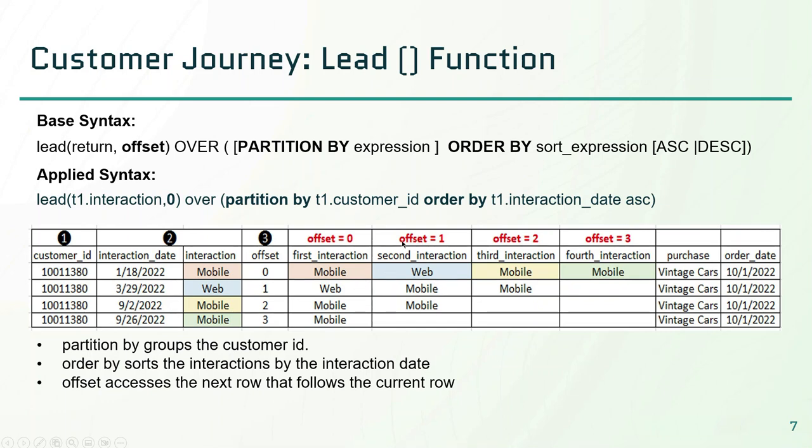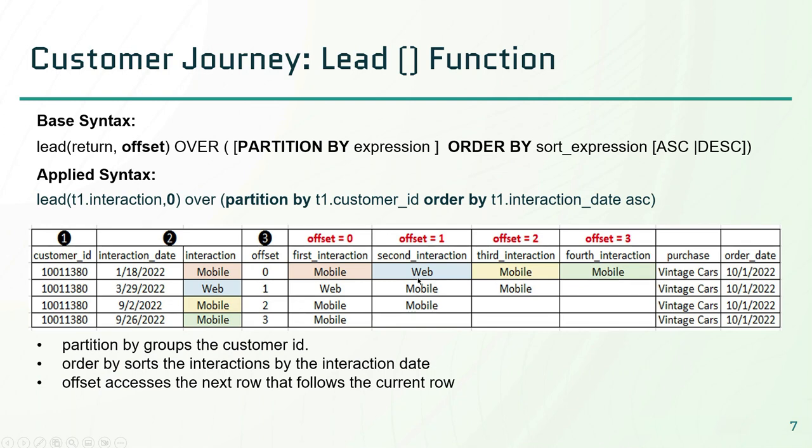In this instance, we have an offset equal to 1, and so in this case you can see that this web is offset to 1, and that's the value that would be returned here. Likewise, this offset is 2, and this is a mobile here, so it will return a mobile value. And then the offset here is set to 3, so this value, for the fourth interaction, would be mobile as well.